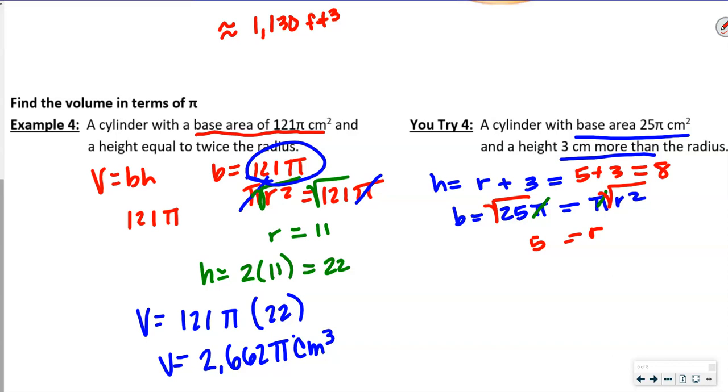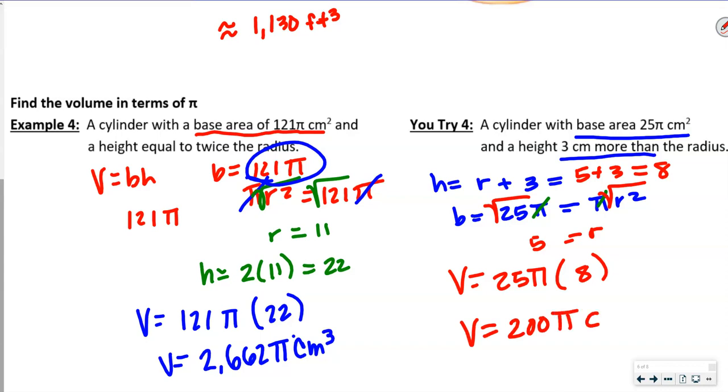Now we can do base times height, right? So our volume is equal to 25 pi times the 8. And that's going to give us our volume is equal to 200 pi, and this is going to be centimeters cubed.